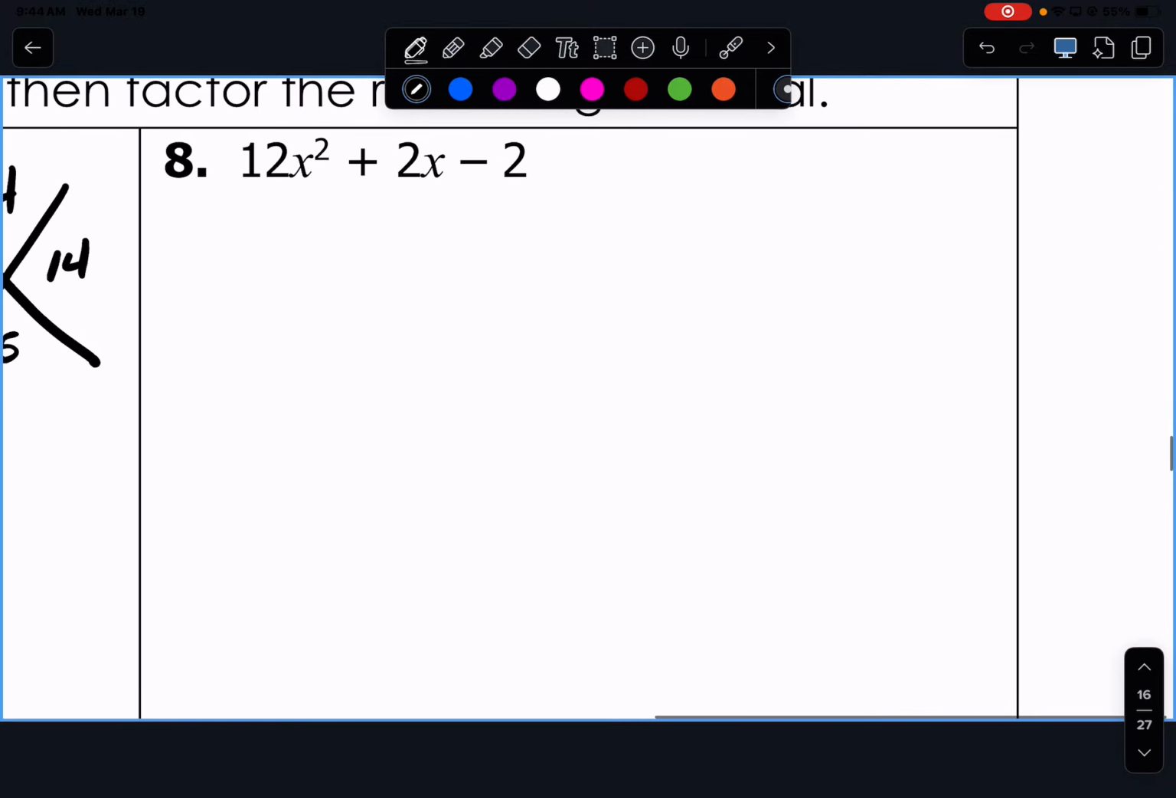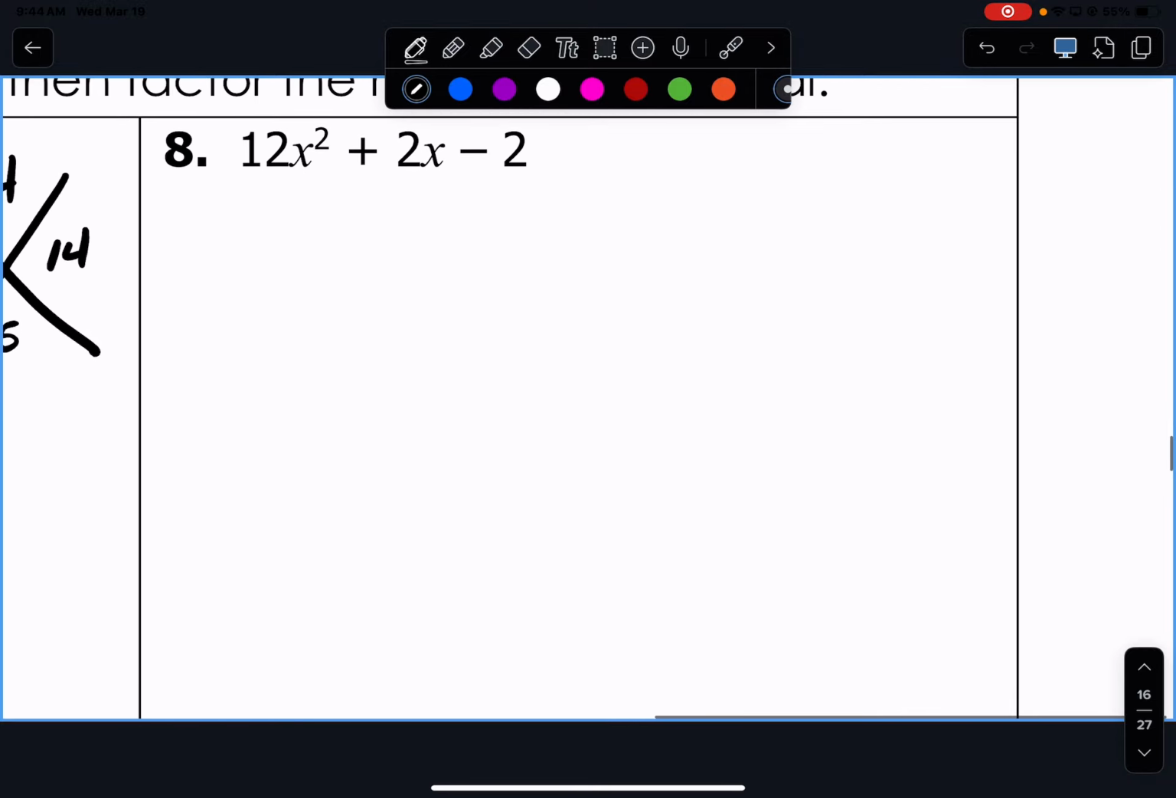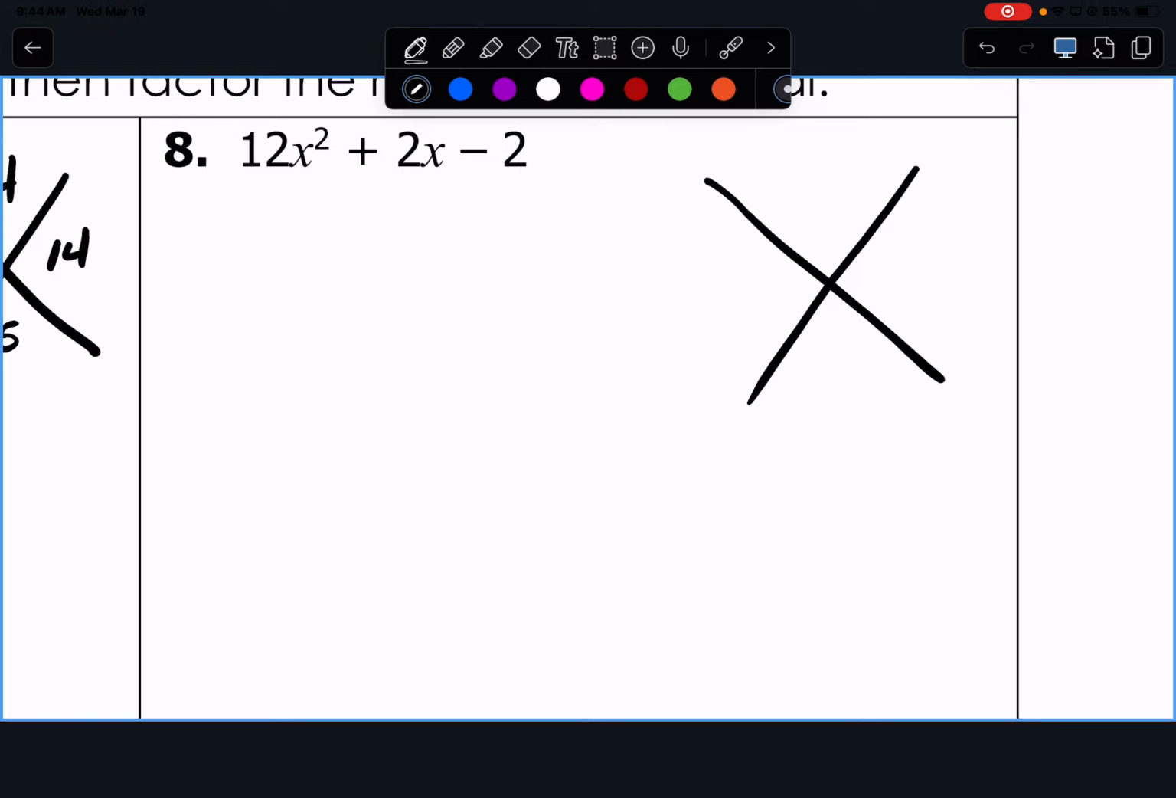Now, B, the second method for number 8. We can just leave our numbers as they are. Looking at that, I know I have a GCF. What is the GCF? Okay, we don't have to take that out if we don't want to yet. If I just start and do it like normal, what is A? 12. What is C? So A times C is? Negative 24. Okay, what is B? 2.